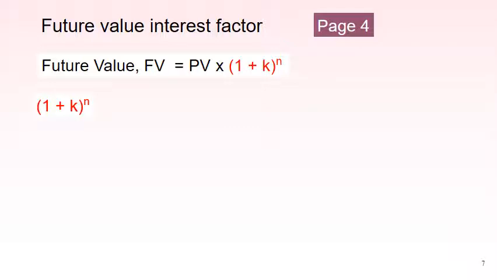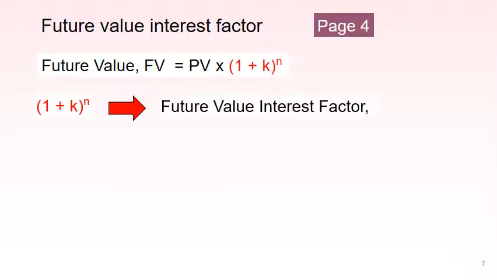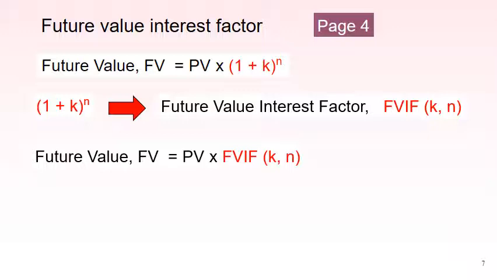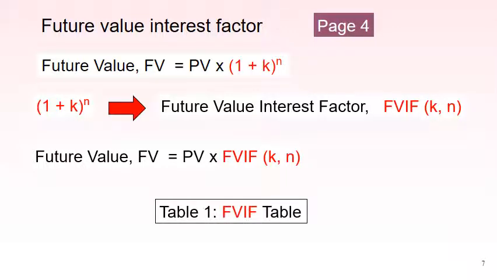The interest factor (1 plus K) to the power n is also known as the future value interest factor, and symbolized by FVIF(K, n). It can be rewritten as a formula in this format, to facilitate calculation using the future value table, which is the FVIF table.